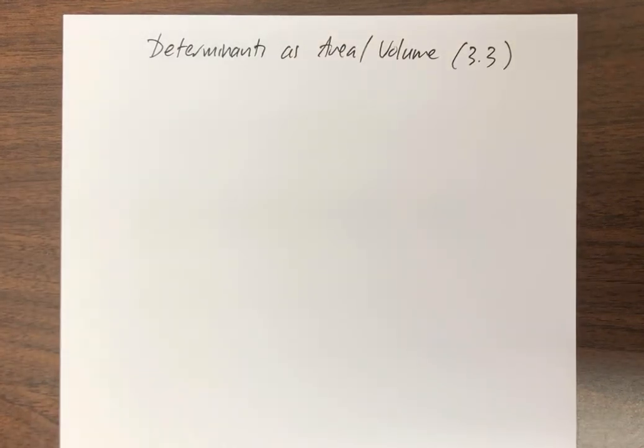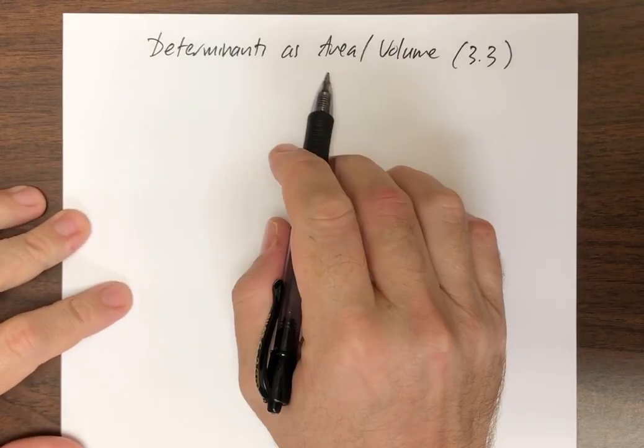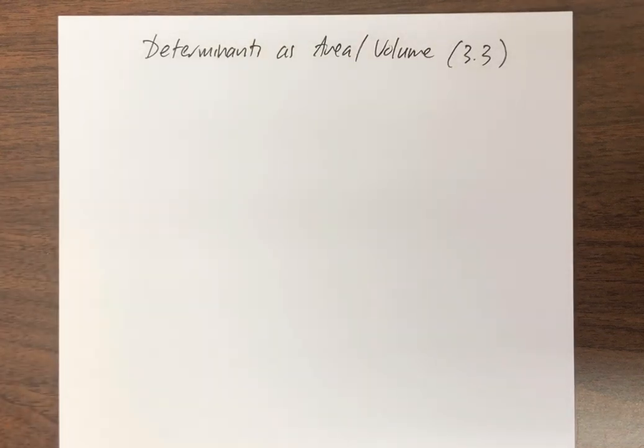Hello everyone, today we're talking about determinants as a measure of area or volume, material from 3.3. So at this point, we've seen the determinant. It's this number that we can assign to an n by n square matrix. And it has nice properties. It detects whether the matrix is invertible, but it's maybe a little mysterious where it comes from.